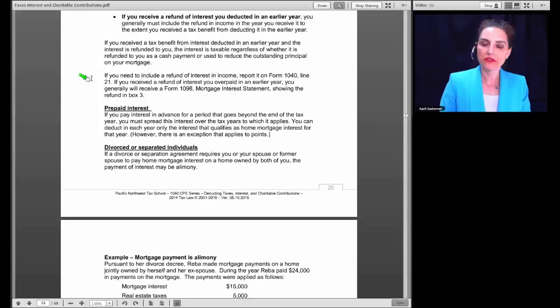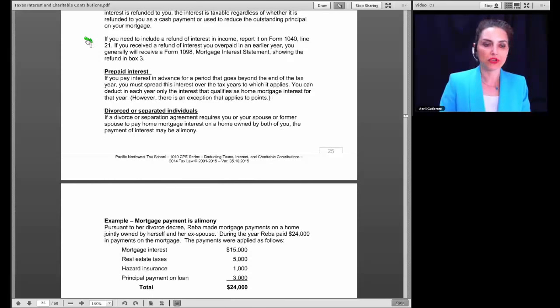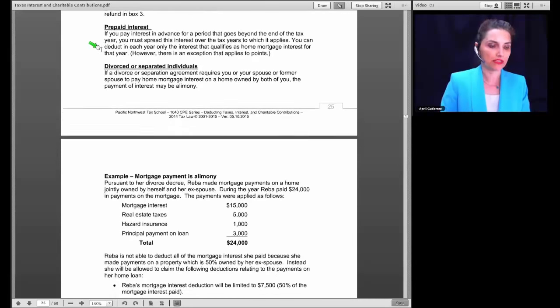If you need to include a refund of interest in your income, you should report it on Form 1040, line 21. And if you received a refund of interest that you overpaid in an earlier year, you will generally receive a Form 1098 mortgage statement with an amount shown in box 3 of that statement.